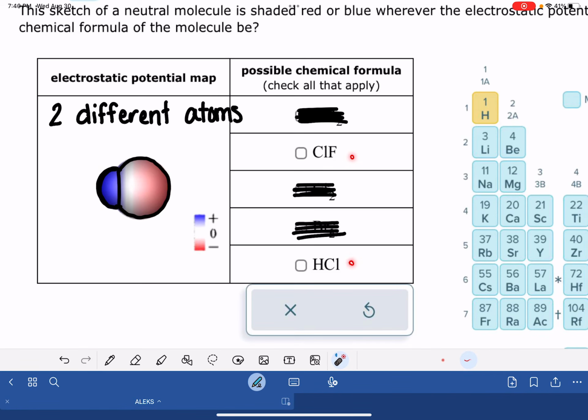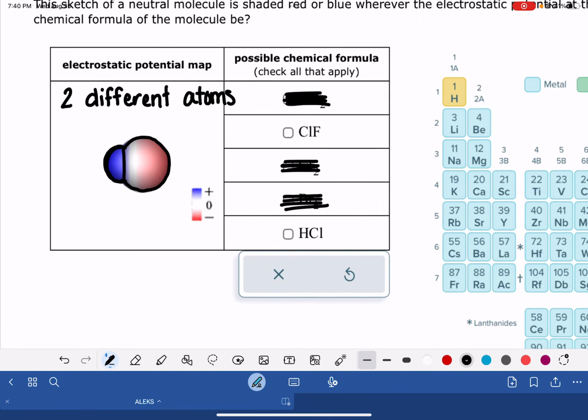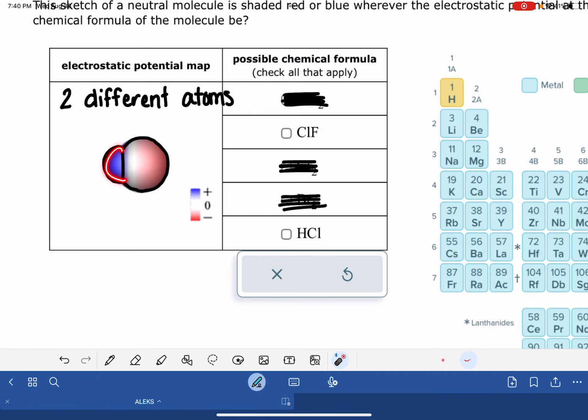Maybe you've got it narrowed down to just one thing. But if you have more than one possible chemical formula, you need to continue analyzing your electrostatic potential map in terms of size of the different atoms, and also in terms of their relative charge distribution. So on this electrostatic potential, I have 2 different atoms. We've already talked about that. One of them is smaller than the other. So I've got a small atom and I have a big atom, relatively speaking. And my small atom is the one that is positively charged because it's blue, which represents the positive charge, and my big atom is negative.